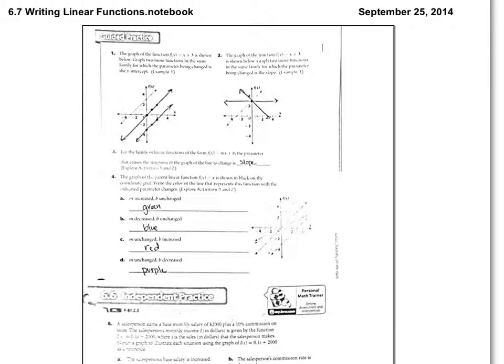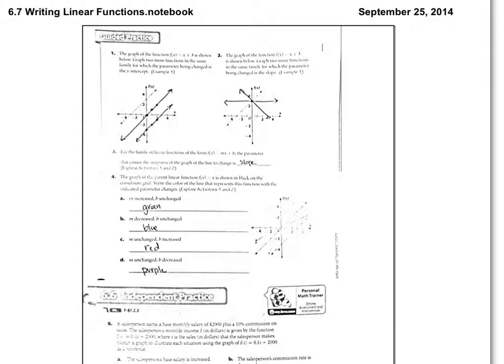Checking the answers to your homework last night. Number 1, it said to graph 2 more functions that were in the same family where the only parameter being changed is the y-intercept. Obviously, your graphs are probably going to be a little bit different than mine. I chose to move my y-intercept to here for the first line and the other one to here. We wanted the slope to be the same, which is the slope of 1, since it's just an x, that's 1x. So you needed to make sure you went up 1 over 1 for each of those lines. You also could have moved your line to be up here, or maybe you even moved it lower.